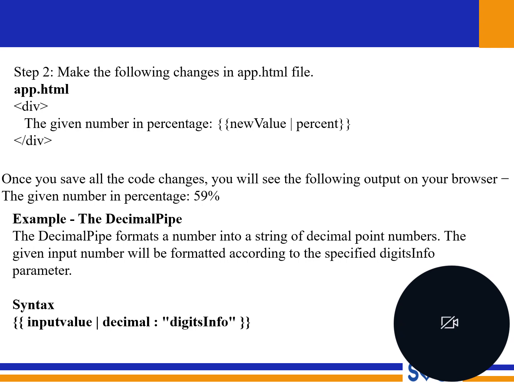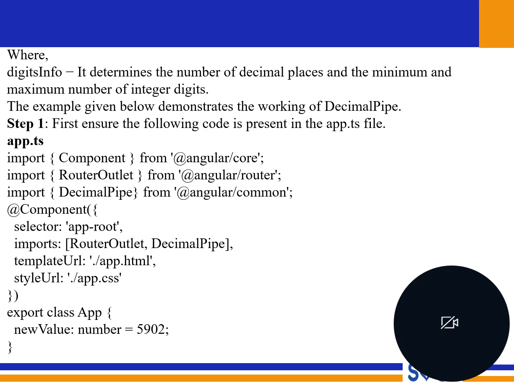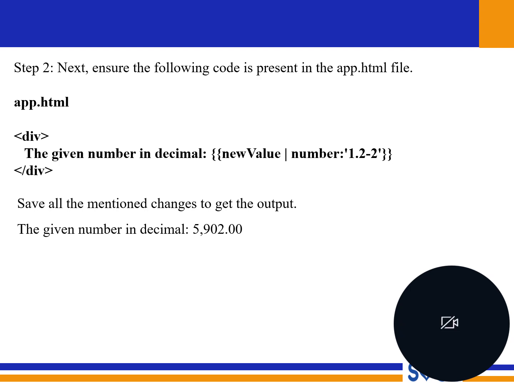Then the decimal pipe. The decimal pipe formats a number into a string of decimal point numbers. The given input number will be formatted according to the specified digit info parameter. So this is the syntax followed. First, we have here the digit info. It determines the number of decimal places and the minimum and maximum number of integer digits. Similarly, you have to give the app.ts followed by app.html. So finally, you get the output as the given number in the decimal format.